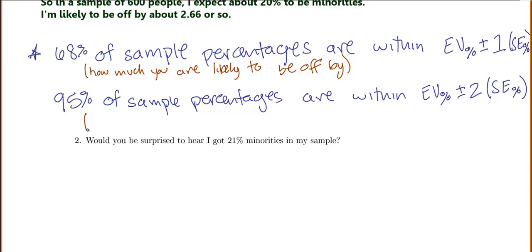For the 95%, because 95% should be within 2 standard errors, we say, well, you're not very likely then to be more than 2 standard errors away, so we're only surprised if you're more than 2 standard errors away.